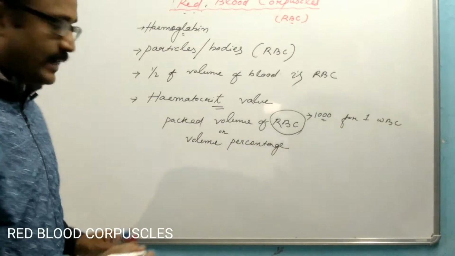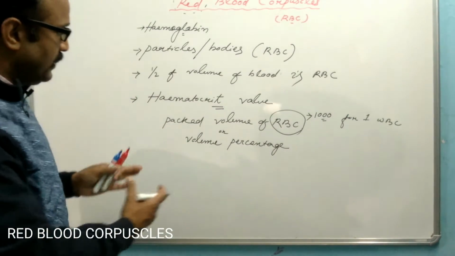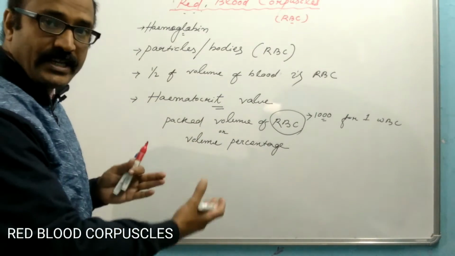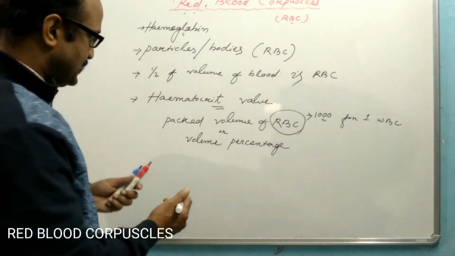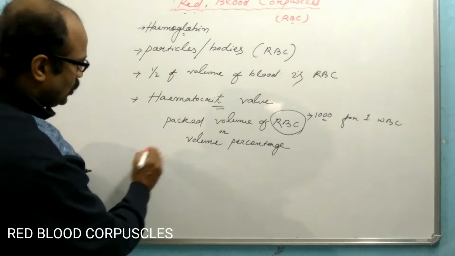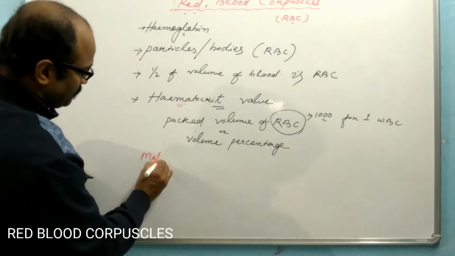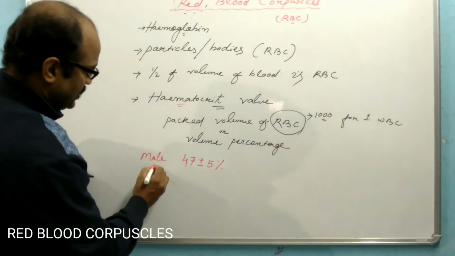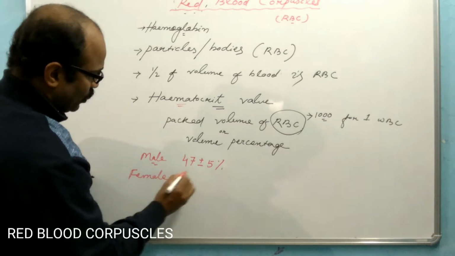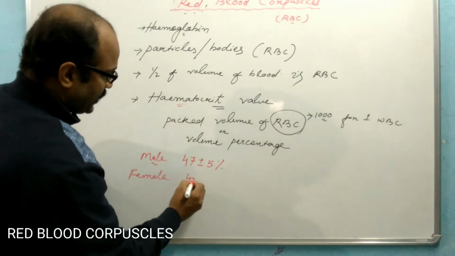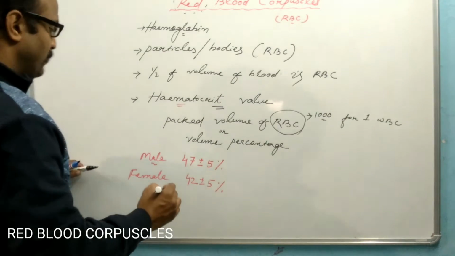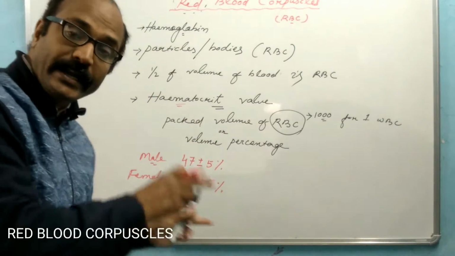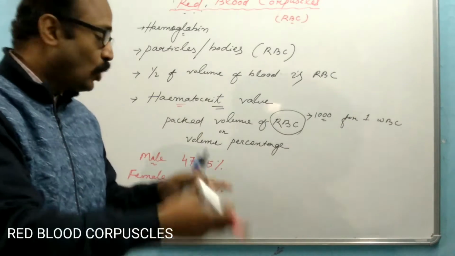If the volume percentage is below or above the normal hematocrit value, this means the increase or the decrease of the count of the RBC. The normal value of hematocrit in male is 47 plus or minus 5%. In case of female human, the normal value of hematocrit is 42 plus or minus 5%. If the value increases or decreases, it indicates that the number of RBC may increase or decrease.